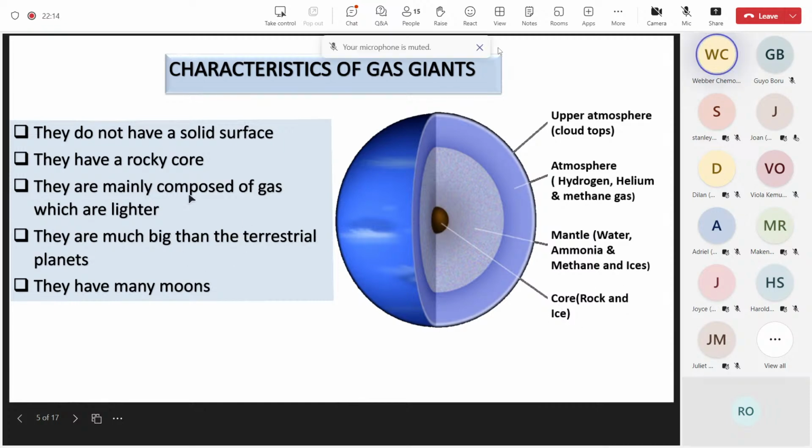Another thing about the characteristics of gas giants, they're usually bigger when you compare them to terrestrial planets. Their sizes are much, much bigger. Also, they have many moons, something that we're going to look at later when we look at the characteristics of each of the planets.